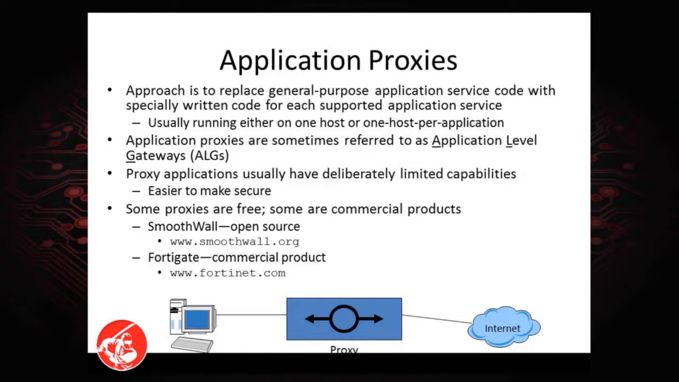Some proxies are free, some are commercial. We have an example here, Smoothwall, a nice open source proxy, and FortiGate, which is a commercial product. But a proxy will run and act on behalf of another program. So when we encounter these in our testing, it can make it a challenge because our application layer inspection is there, and we might have to go look at other protocols that encapsulate or wrap layer 7 application information.